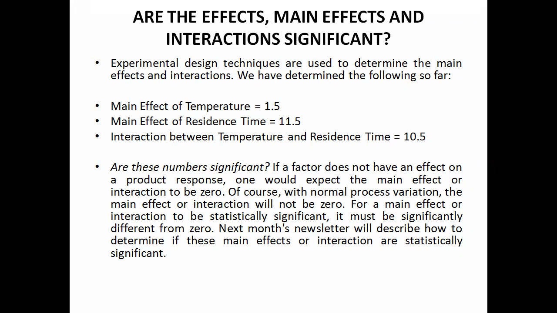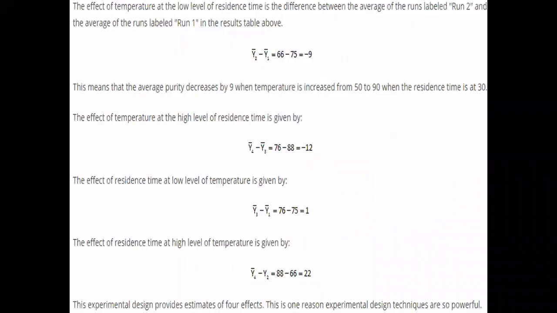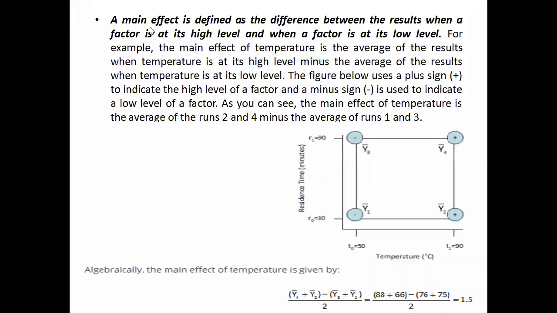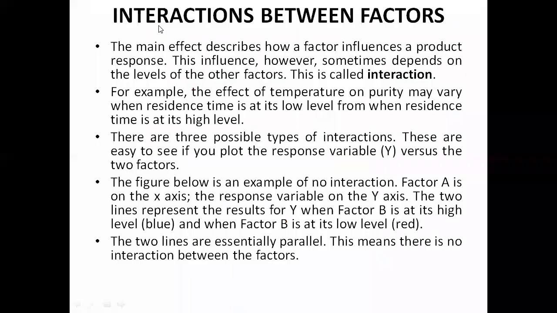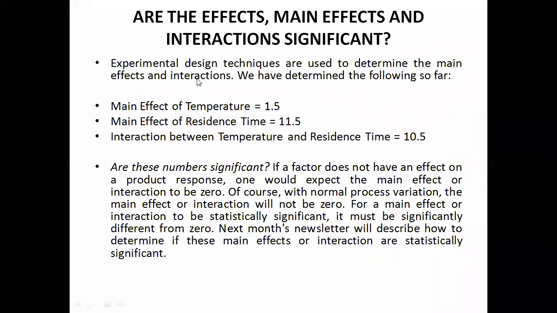Next, are the main effects and interactions significant? Just now we have discussed enough. Experimental design techniques are used to determine the main effects and interactions. We have determined the following so far: main effect of temperature 1.5, main effect of residence time 11.5, interaction between temperature and residence time 10.5. So are these numbers significant? After doing this much calculation, you have got this.